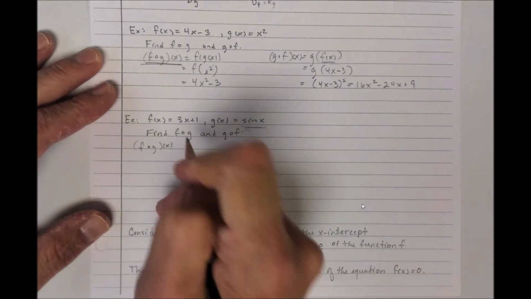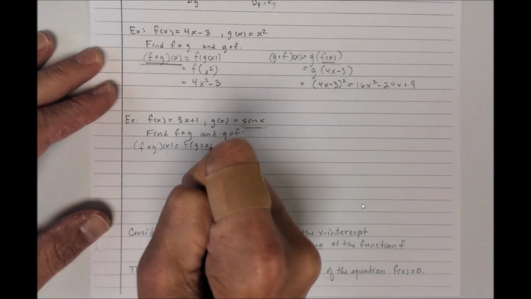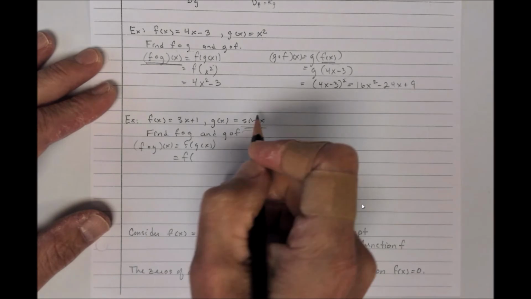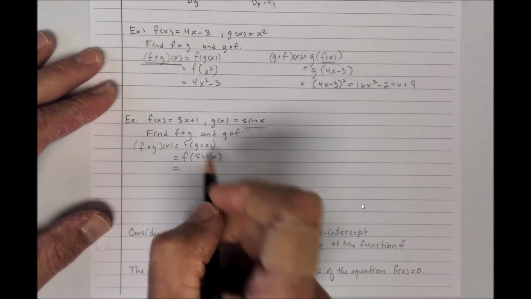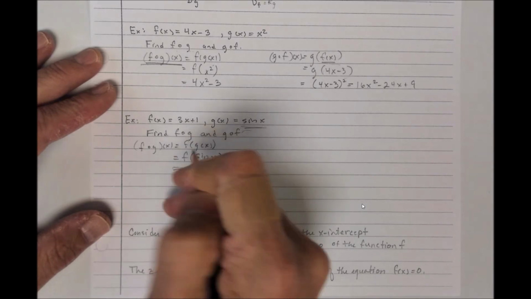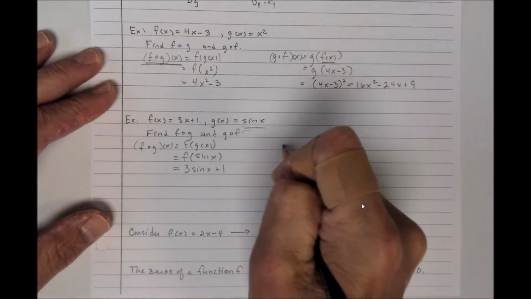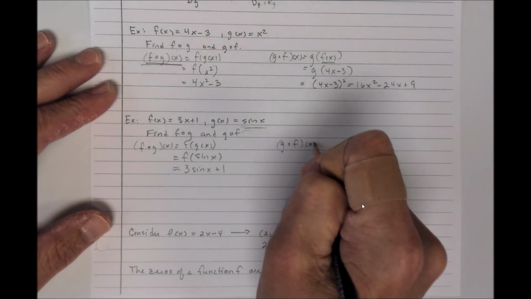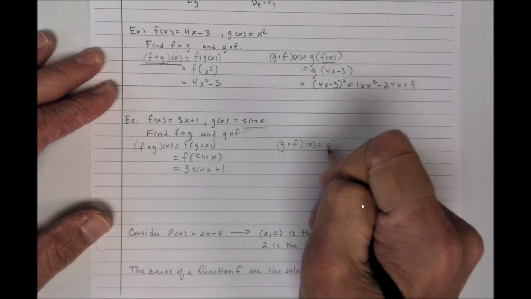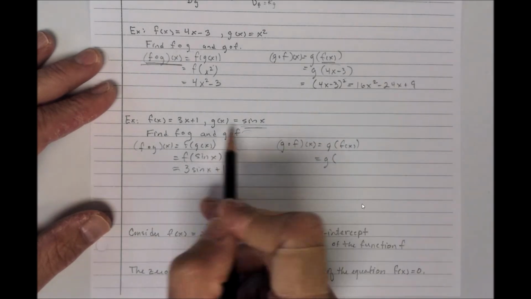of x is equal to f of g of x, which is equal to f of the sine of x, which is equal to, now I'm going to plug the sine of x in for the variable, so I get 3 times the sine of x plus 1. On the other hand, g circle f of x is equal to g of f of x, which is equal to g of 3x plus 1.